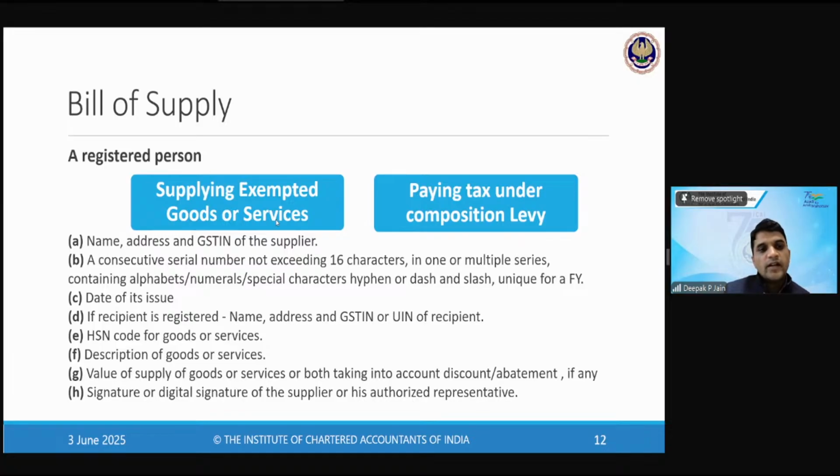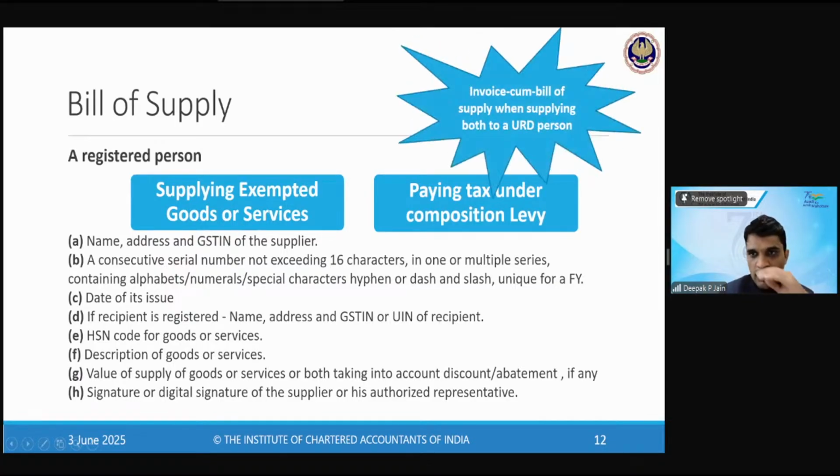Okay. So next is on this bill of supply. As we understood, when you're supplying exempted goods or services or paying tax under composition scheme, you will give a bill of supply. The details required are more or less the same as a normal tax invoice. Now, if you're supplying both exempted and taxable goods, then you will give a document called an invoice cum bill of supply when supplying both to an unregistered person. If you are registered and you're supplying taxable and non-taxable goods, then you will issue an invoice cum bill of supply.